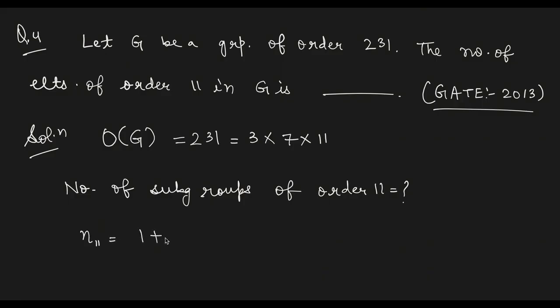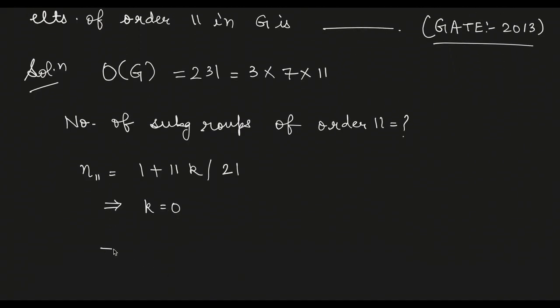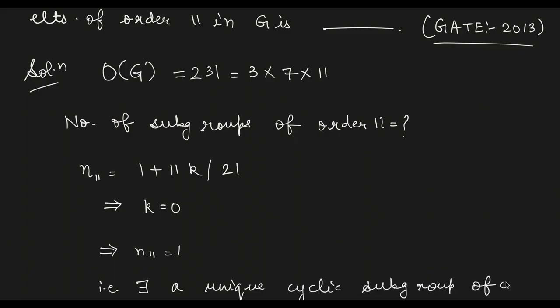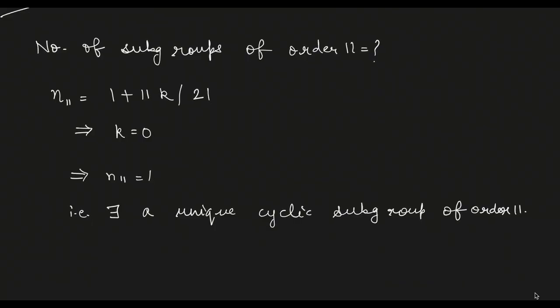N11 equals 1 plus 11k, which divides 21. So k can be only 0, only this possibility will be there. This means that N11 equals 1. That is, there exists a unique cyclic subgroup of order 11. Because we know that every group of prime order is cyclic, that's why I have written that there exists a unique cyclic subgroup of order 11, because I am getting this value of N11 as 1.